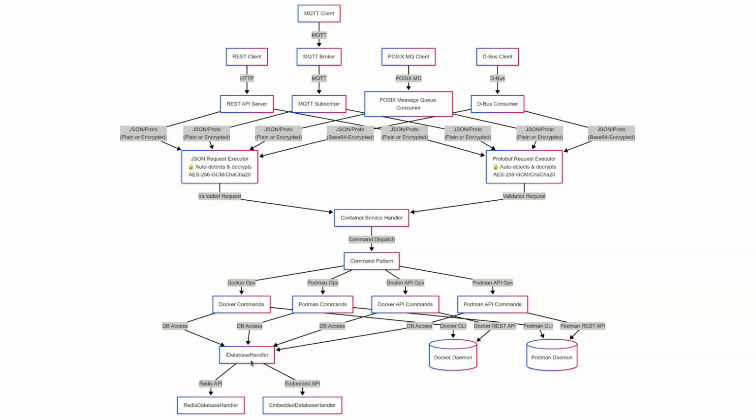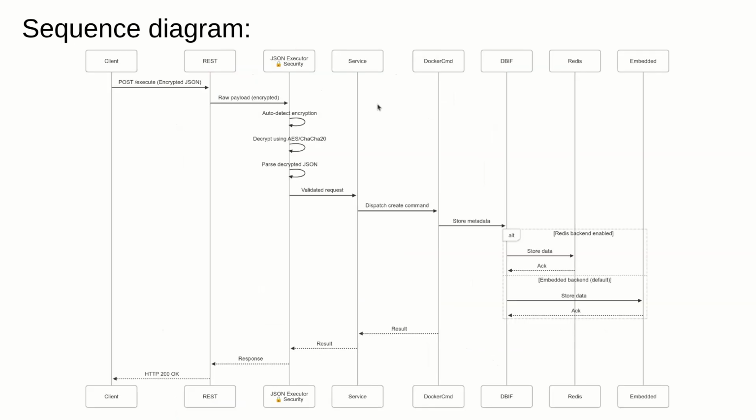So the database handler is another interface where, as of now, Redis and an embedded database are supported. So it goes to the corresponding database which has been selected. And at the same time, these are the container runtimes which are supported as of now, Docker and Podman. And this is the sequence diagram which I have explained just now.